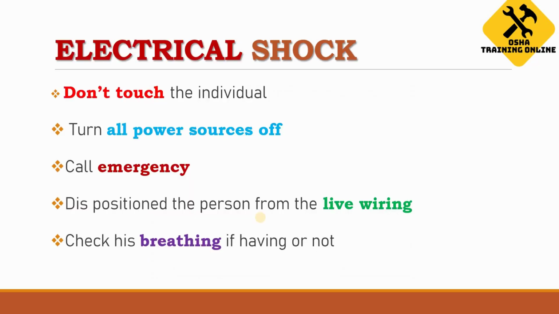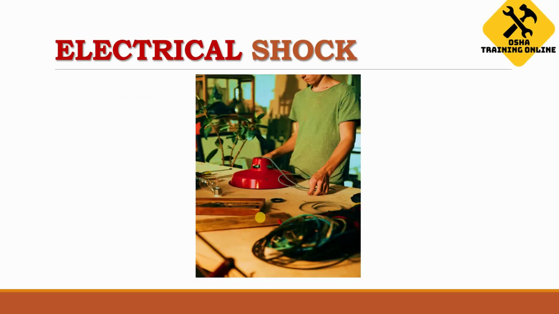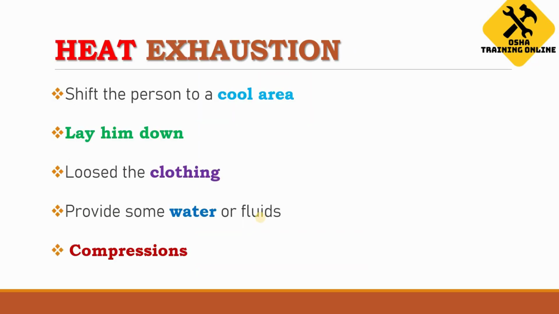In case of electrical shock, don't touch the individual. If there is some electric shock to a person, then in that case, don't touch him. Turn all the power sources off and call the emergency service. But in that time, dislocate the person from the live wire. If he is still connected with the live wire, you have to do something in order to disconnect him from the live wire. Check his breathing, whether he is breathing or not.